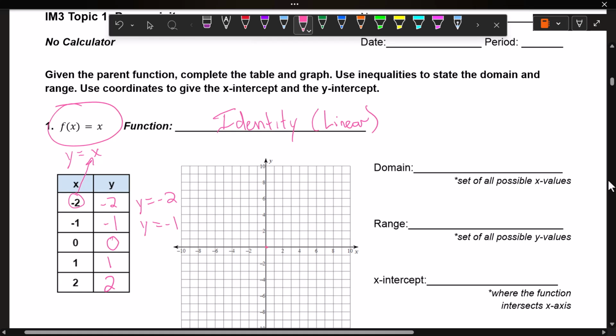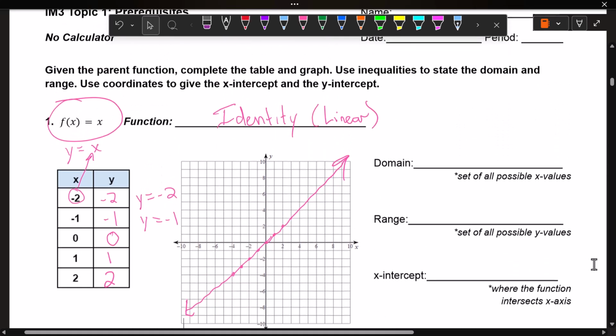So we plot those points. Maybe a couple more if we see the pattern. We keep going. Connect them all. Make sure we have the arrows on it because it goes on forever. So there is our graph.